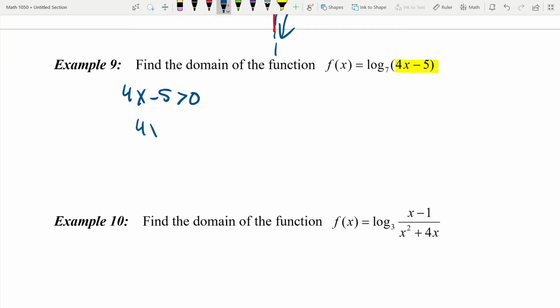So now I just solve it. 4x must be greater than 5. x must be greater than 5/4. That's your answer. They didn't tell me how to write it. That's sufficient. Okay. Who says I gotcha right there?